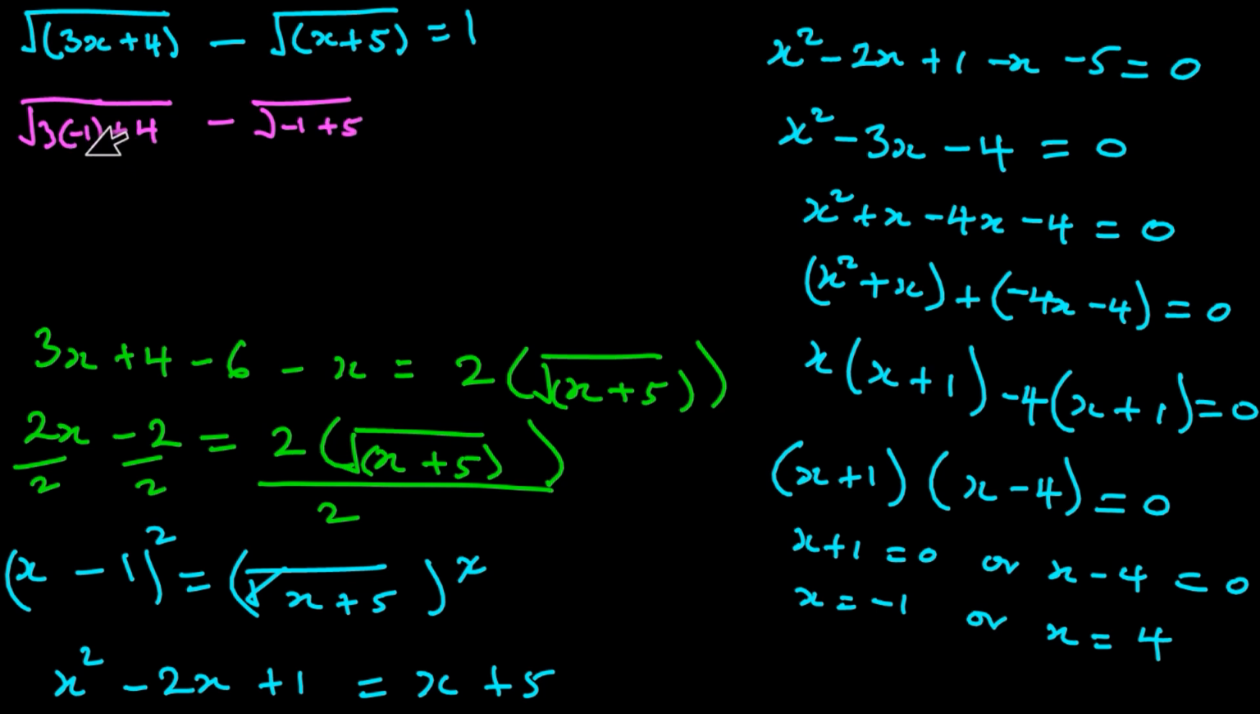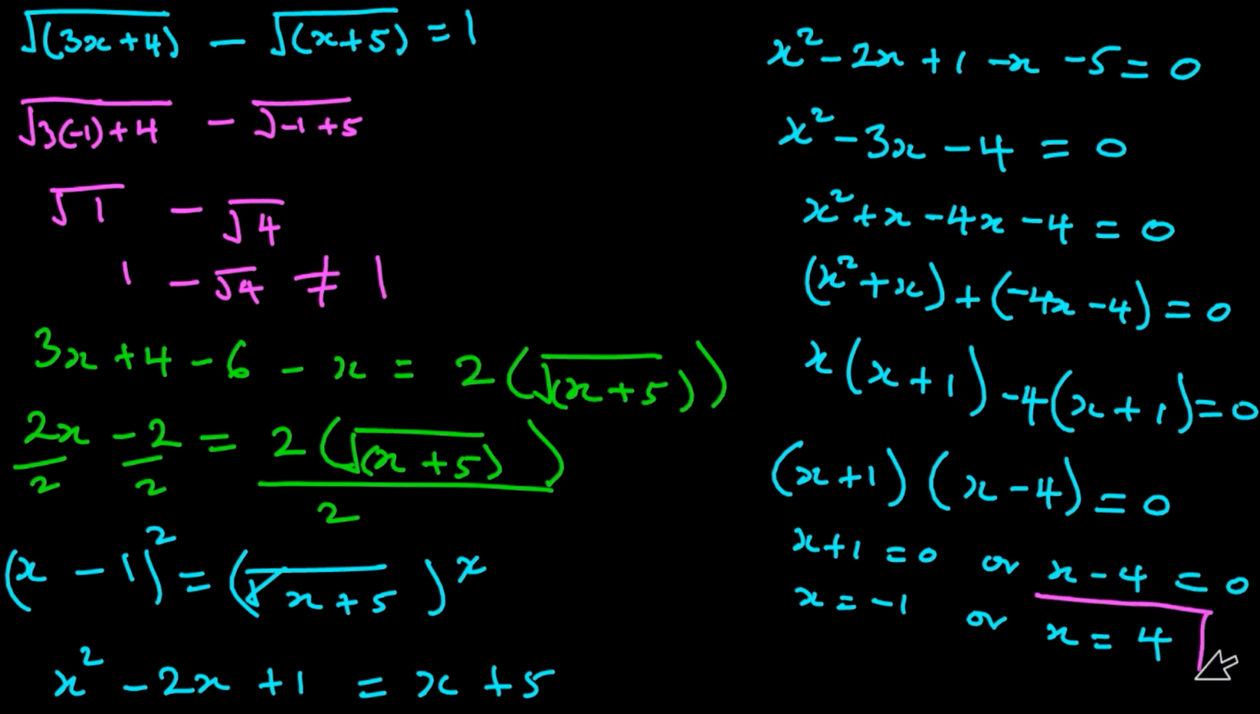So we have 3 times negative 1 is the same as negative 3, then plus 4 is 1. Then we have minus square root of negative 1 plus 5 is 4. And this gives me 1 minus 2, which is negative 1, and that is never equal to 1. Right, so this means that the value of x is equal to 4.